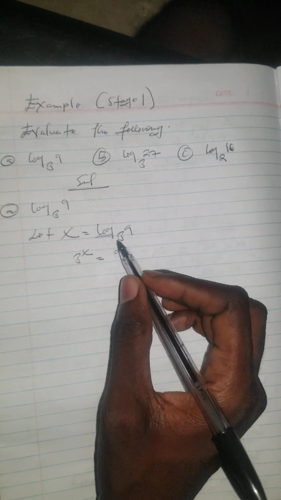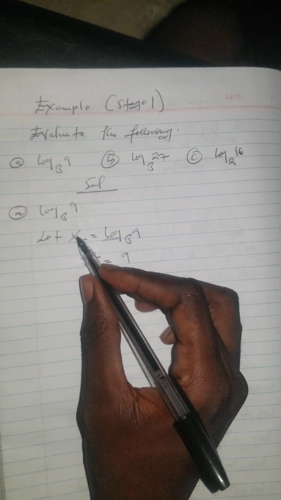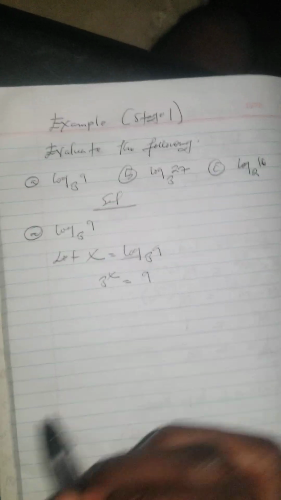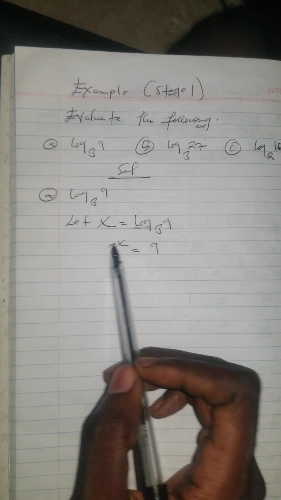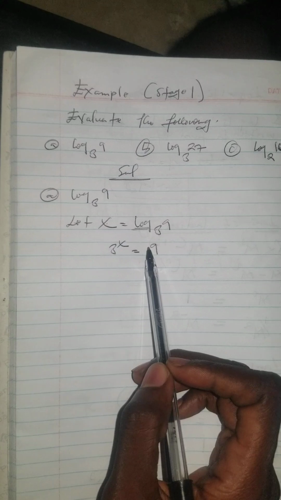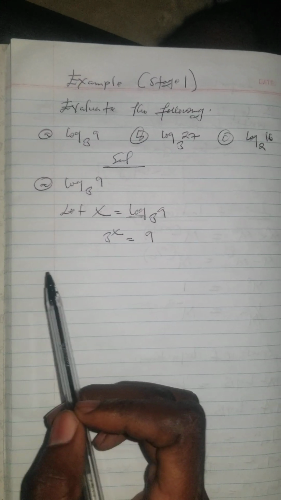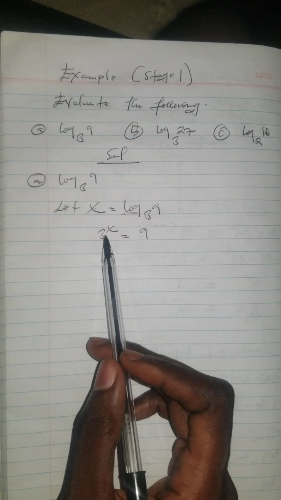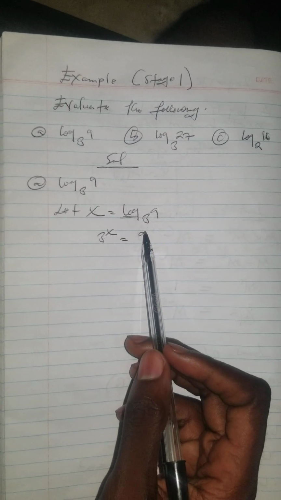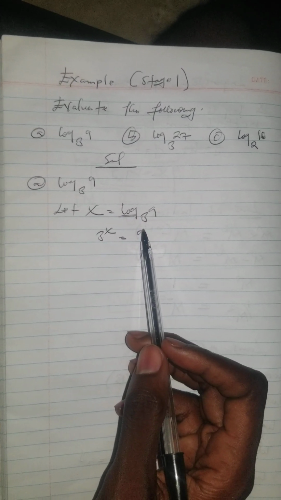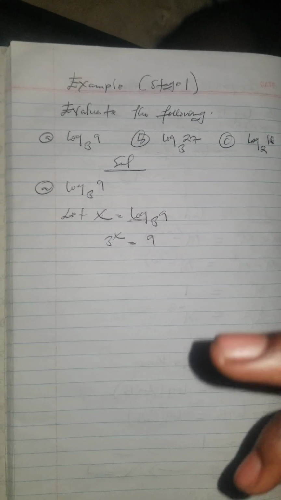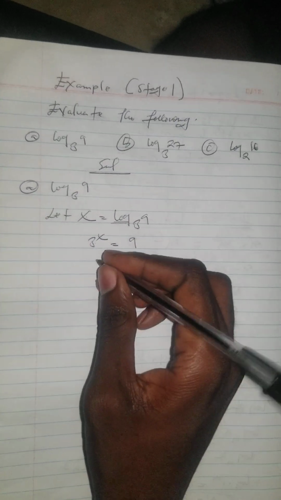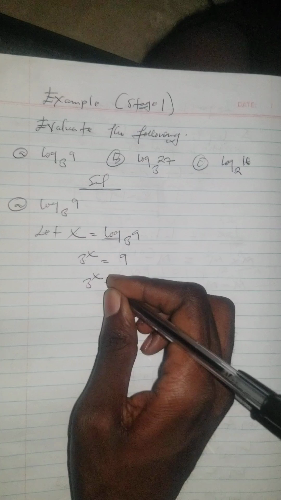So the 3 is going to carry x as the power. Then you equate it to 9. And then when you reach this stage, you make the bases the same. So the question you need to ask yourself: how many times can you multiply 3 to have 9? You can multiply 3 twice in order to have 9. So you're going to have 3 to the power x is equal to 3 to the power 2.